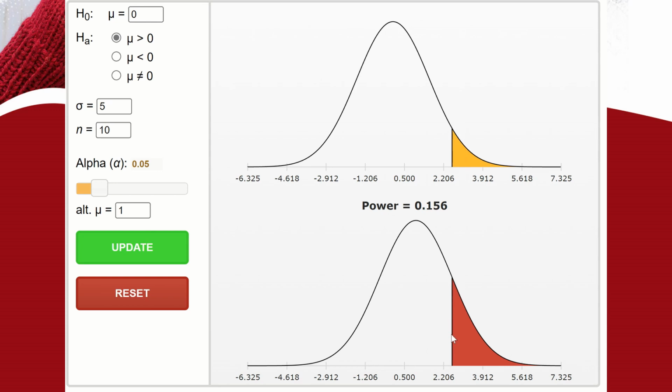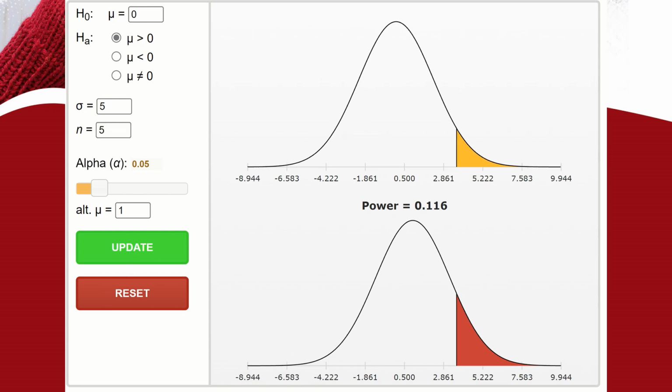And then here is my power. Not very high because I have a sample size of 10. Let's say my sample size goes down to 5. What does that do to my power? Well, it decreases it. Why? Because I have a small sample size.